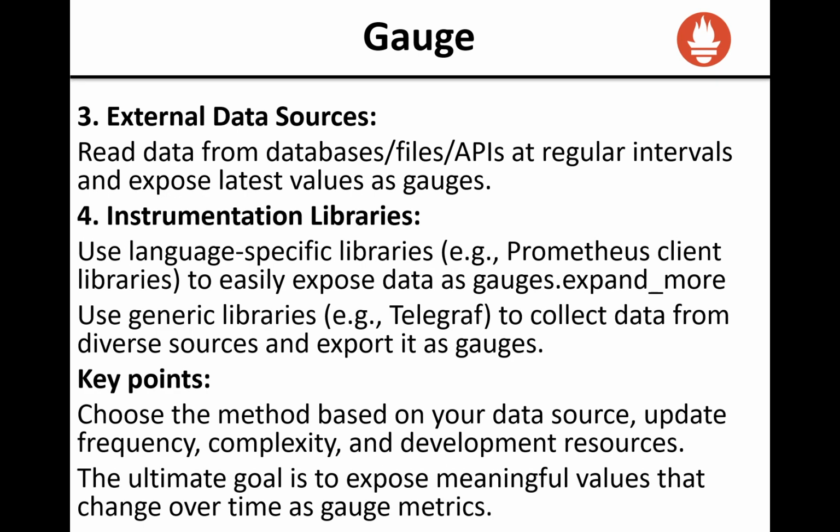The third one is external data sources. It is used to read from databases or files or APIs at regular intervals and expose latest values as gauges. Fourth one is instrumentation libraries. It uses language-specific libraries like Prometheus client libraries to easily expose data as gauges. Use generic libraries, example Telegraf, to collect data from diverse sources and export it as gauges.